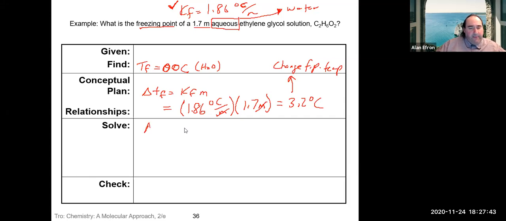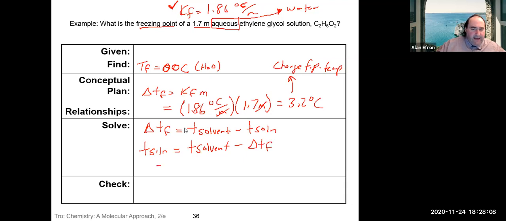That's why it's important to remember this relationship that we talked about earlier, that the change in freezing point temperature is going to be the temperature of the pure solvent where it freezes minus the temperature of the solution. That means the temperature of this solution would be the temperature where the pure solvent freezes minus the change in freezing point temperature. Again, the normal solvent freezes at 0 degrees Celsius minus our change in freezing point temperature, which is 3.2. That is how we get to a negative 3.2 degrees Celsius.